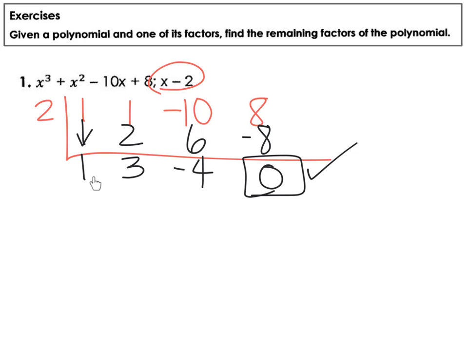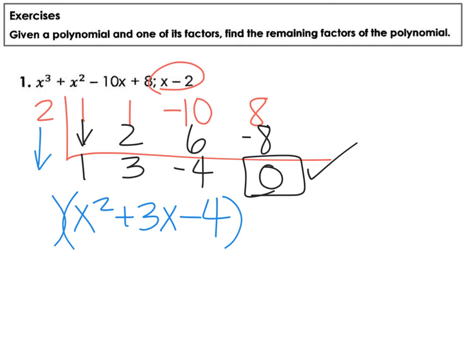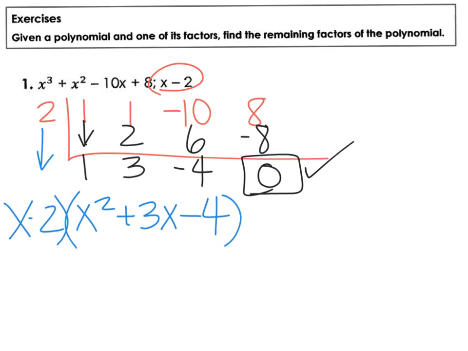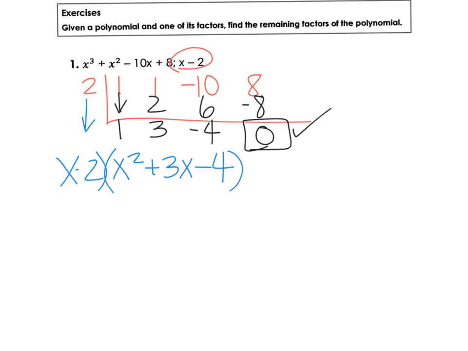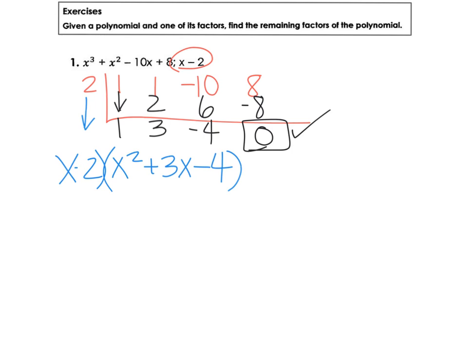Then we want to take our coefficients that are left and rewrite what's left of our polynomial. So we get x squared plus 3x minus 4. And then we can't forget to bring down the one factor we know, x minus 2. Oops, sorry about that. My pen is getting cut off, so let's move this up so we have some more space. All right, x minus 2, that's the factor we know because we got a remainder of 0.